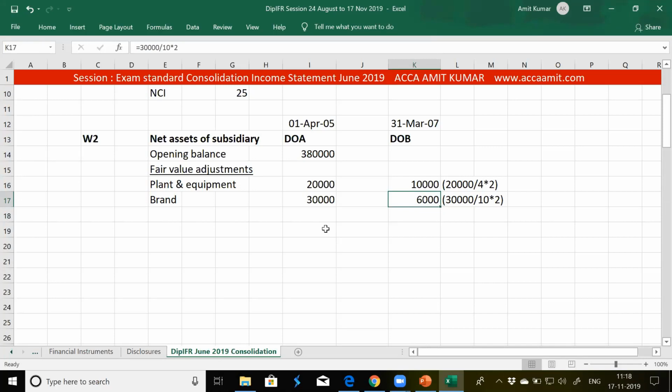6,000 depreciation. So 30,000 minus 6,000. 24,000 is the value of the brand on 31st March 2007.